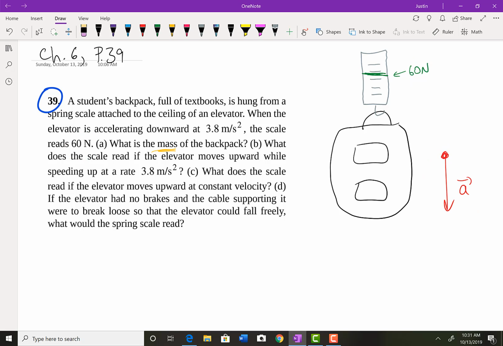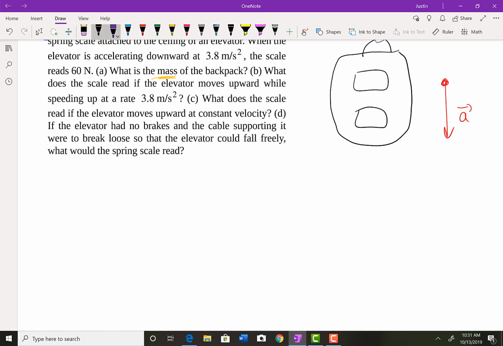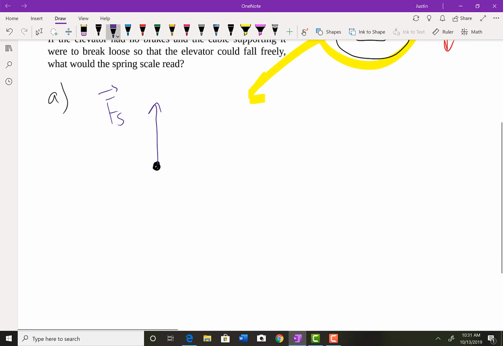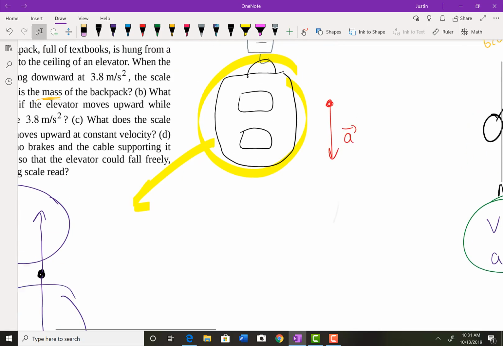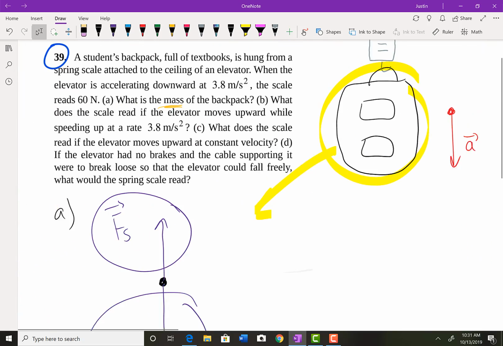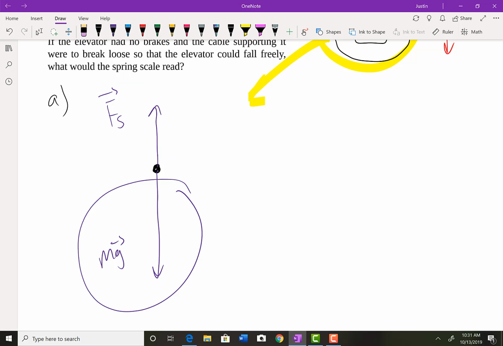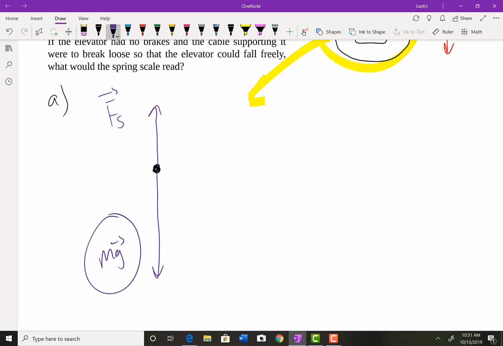I am again going to start with a free body diagram. So this is part A. I'm going to make the backpack my object. So the backpack is my object, that's what's going to be drawn here. I'm going to get a force from the spring scale pointing up, and I'm also going to get a weight pulling down. And I've drawn the weight as being bigger than the spring force, and that's because I have an acceleration in the downward direction. So I know, given that there's only two forces, this one has to be the bigger force.